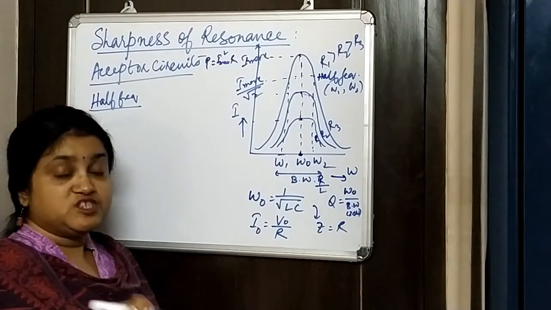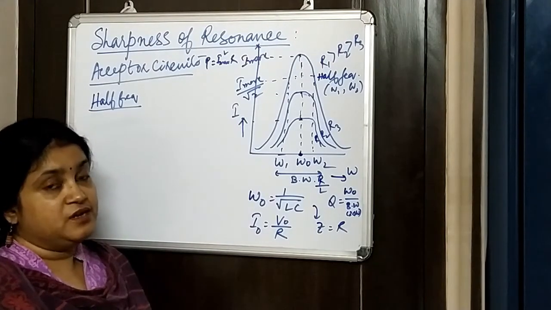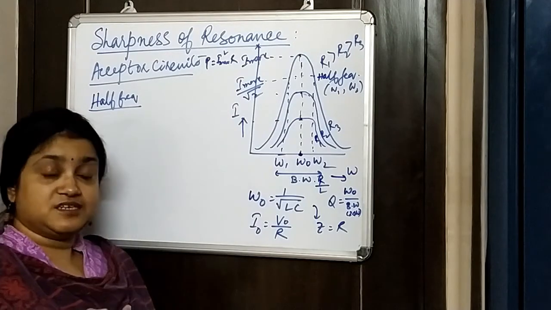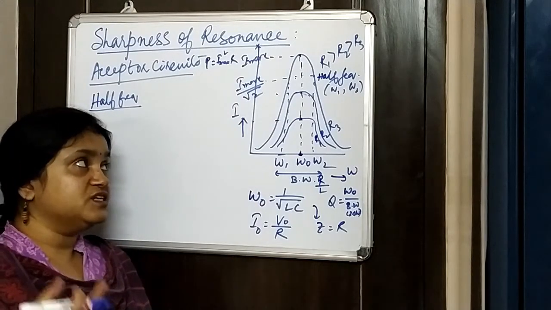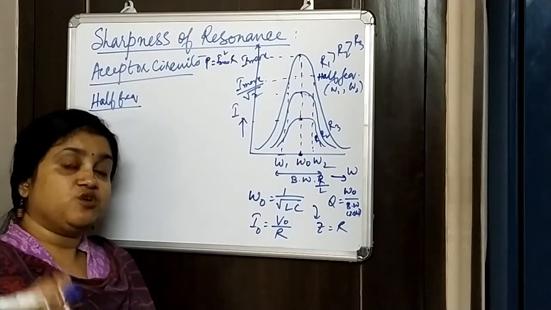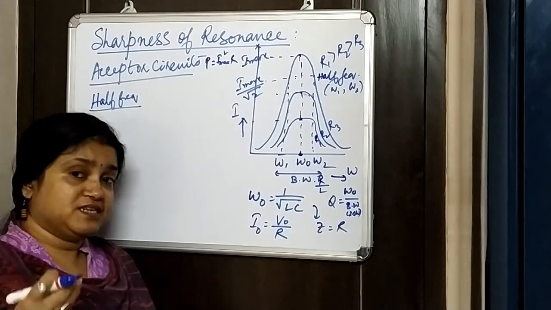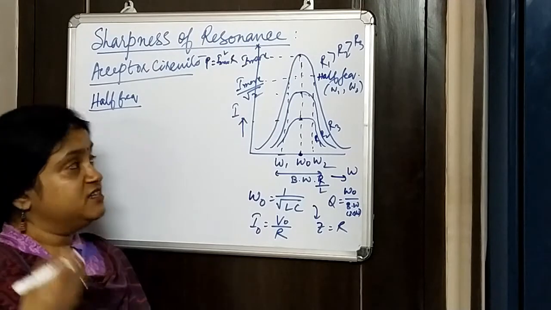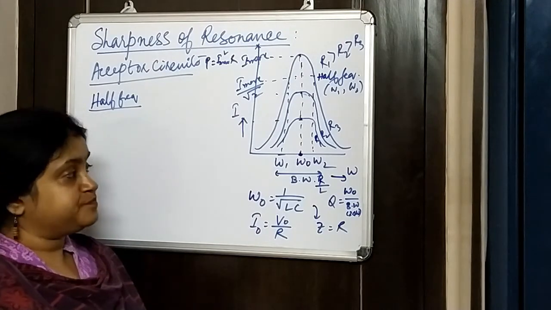The circuits which allow the resonance to happen, we call them acceptor circuits, because as you know, they are allowing the maximum current to pass through them. Therefore, they are called acceptor circuits.